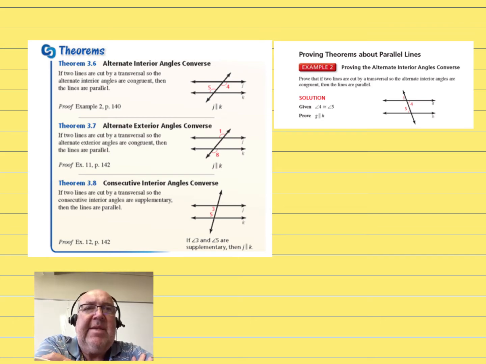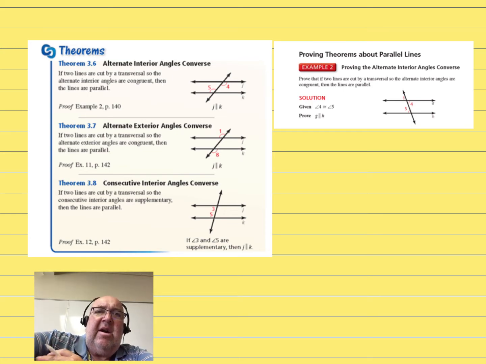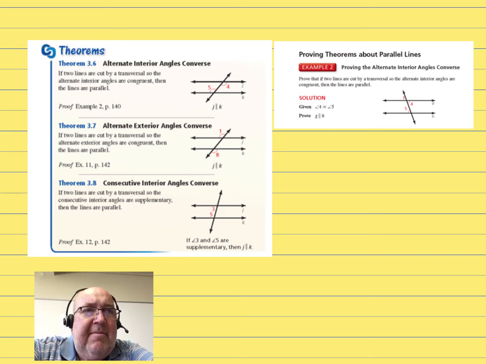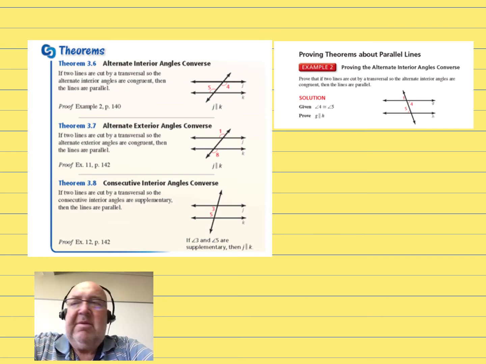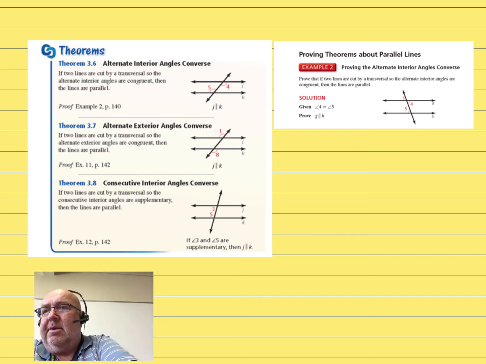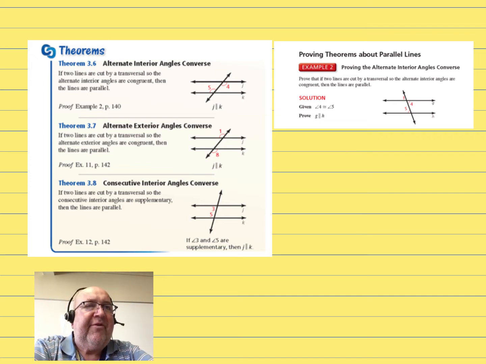Alright, so our other converses. If the corresponding or alternate interior angles are congruent, then that means that the lines are parallel. If the alternate interior angles have the same measure, that means they're parallel. If the consecutive interior angles add up to 180 degrees or are supplementary, then the lines would be parallel. So let's look at a proof for this one.